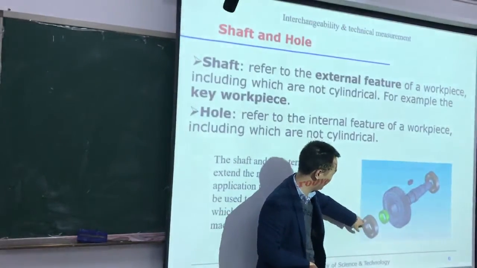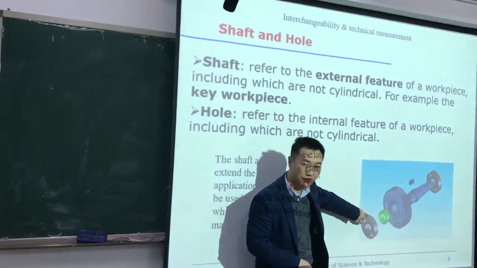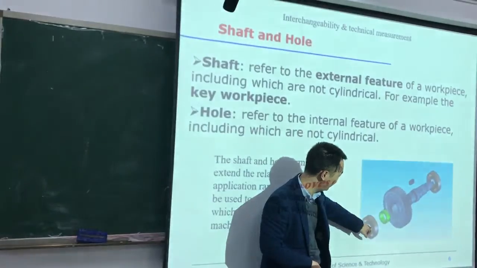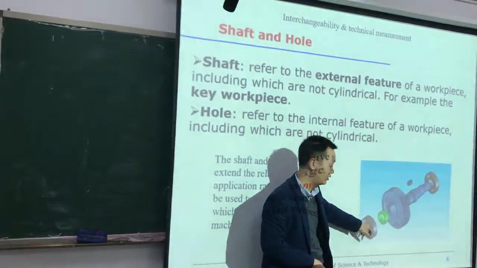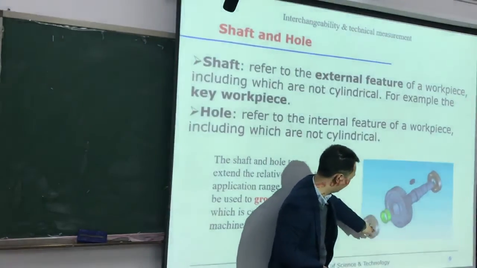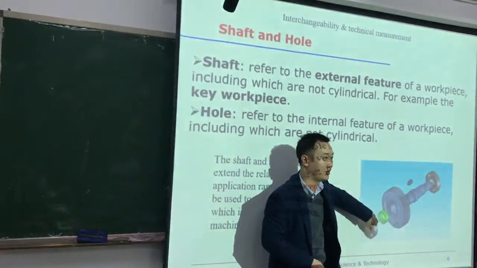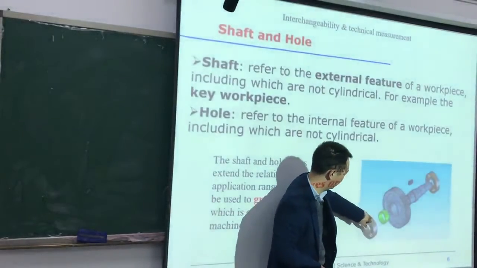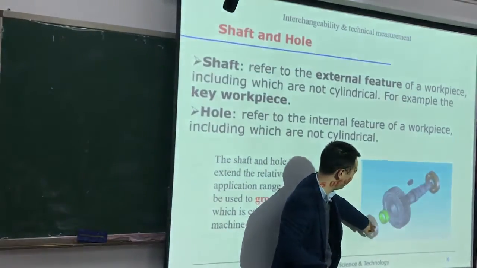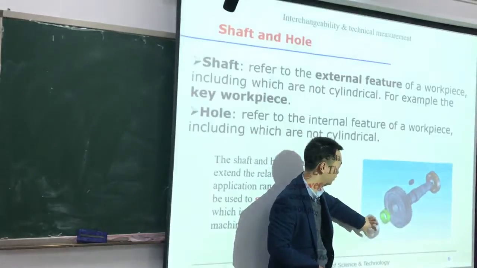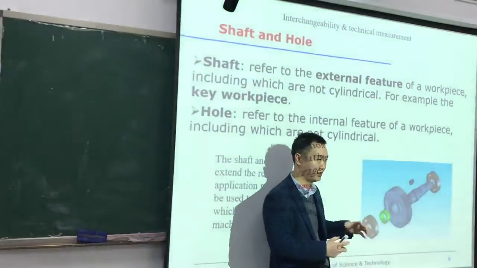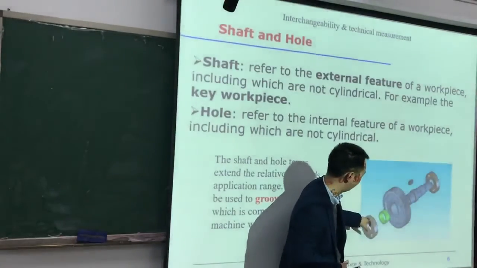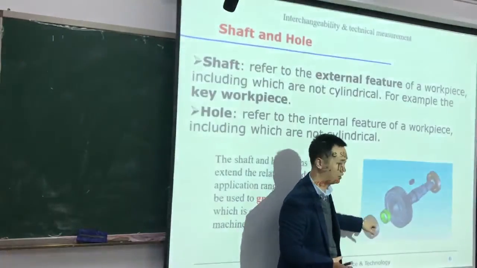The bearing has the external feature and also has the internal feature. For the internal feature, it's a hole, right? Because it's connected with the shaft. And for the external feature, it can be seen as a shaft, because the bearing is always mounted somewhere, and when it's mounted somewhere, it can be seen as a shaft.